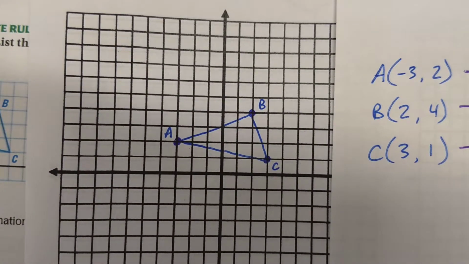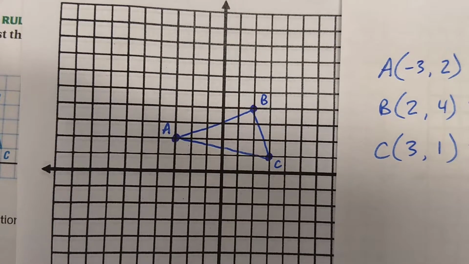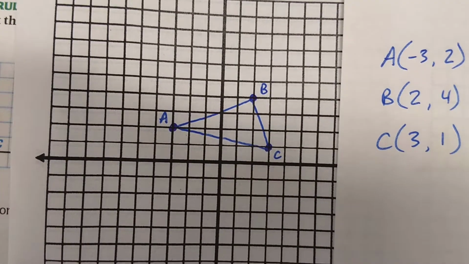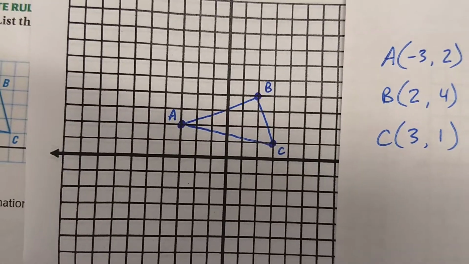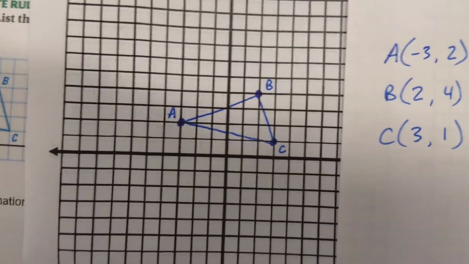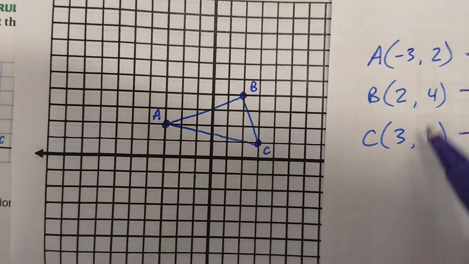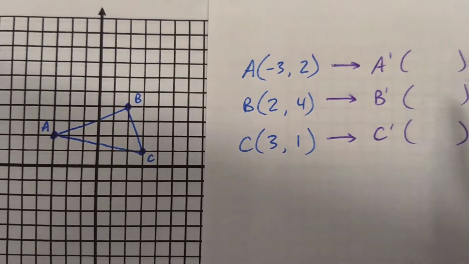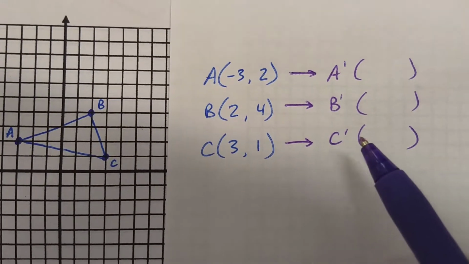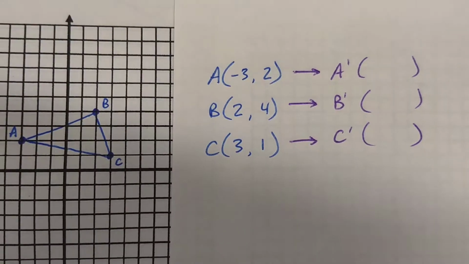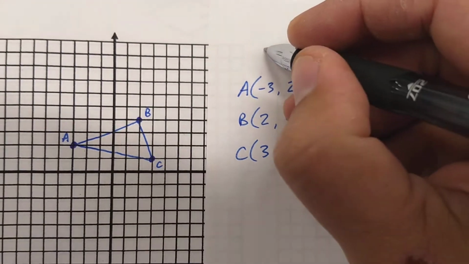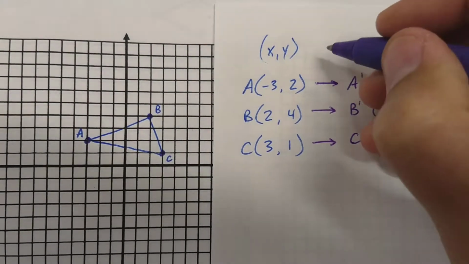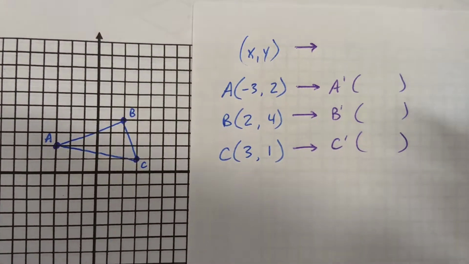Okay, remember, in order to rotate, whether it's 90 or 180 or 270 degrees, we have certain rules that allow us to do that. They allow us to take the original coordinates, which I've listed over here on the side, and change them into the new prime coordinates, and so that's what we're going to do here. We're going to figure out exactly what the prime coordinates should be based on a given rule. So we're starting out with an original x, y, and we're going to change that into a new prime unit.